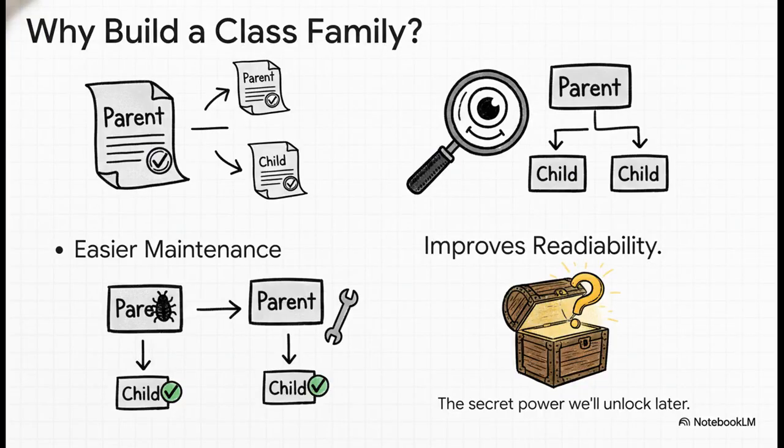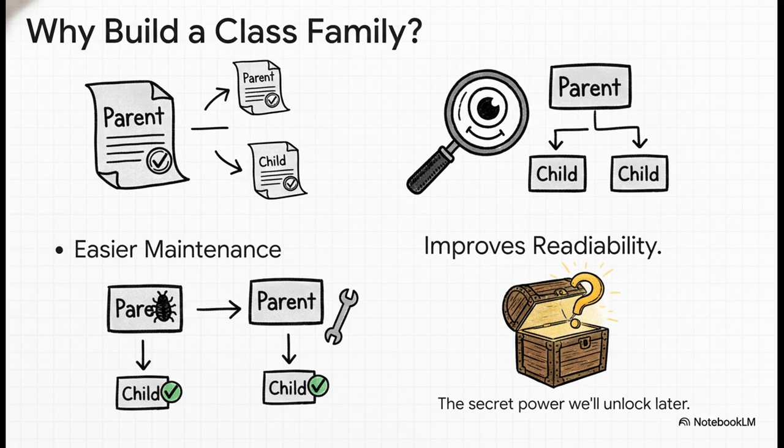So why on earth would we do this? Well, the benefits are huge. First, code reusability. This is the big one. Write it once in the parent, use it everywhere in the children. No more copy-paste nightmare. Second, it just makes your code easier to read. It creates a natural, logical structure. And third, maintenance becomes a breeze. You find a bug in the parent's code, you fix it once, and poof, all the children are instantly fixed.